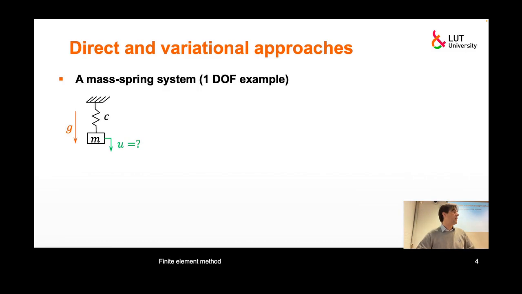Okay. So let's start with something extremely simple. The simplest thing in mechanics is a mass-spring system. You cannot imagine anything simpler, but already I can show you the idea of variational formulation using this simplest possible example. So let's imagine we have a mass-spring system in a gravity field. The top end of the spring is fixed, and we have some mass on the bottom end, and there is gravity acting, and we are interested in the displacement.